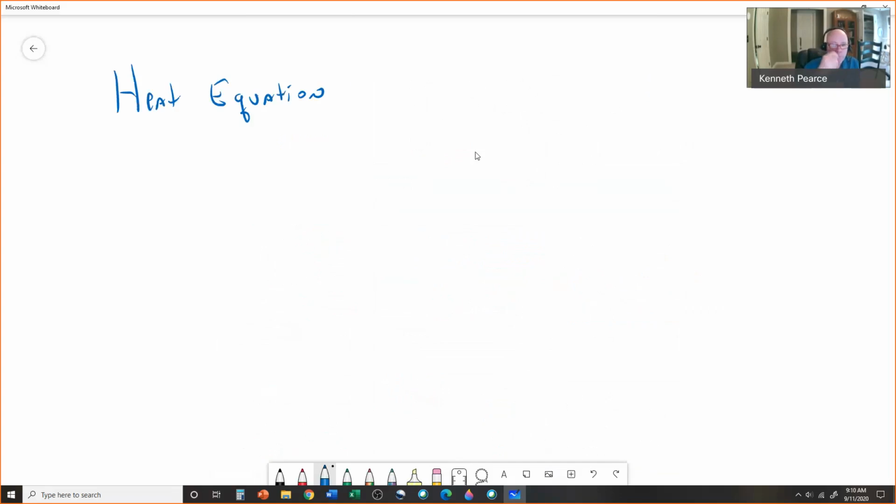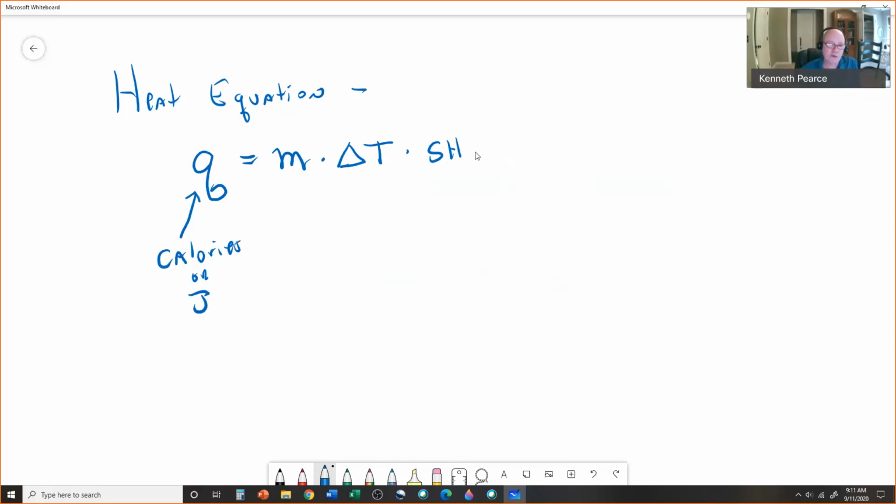And it looks like this. It is Q equals the mass times the change in temperature, that's what that triangle with the T, that's a delta T, times the specific heat. Now Q is the heat, and that's going to be in calories or joules, but mostly we'll do our calculations in calories. And the mass is grams. And the change in temperature is your end temperature minus your start temperature.